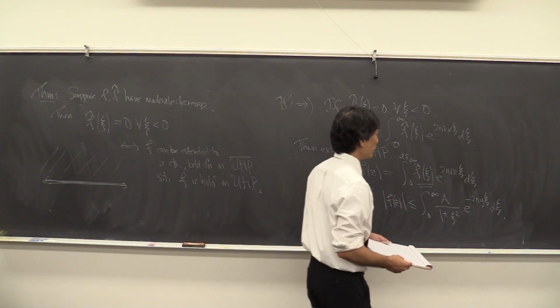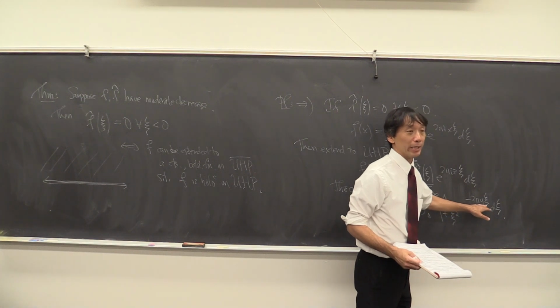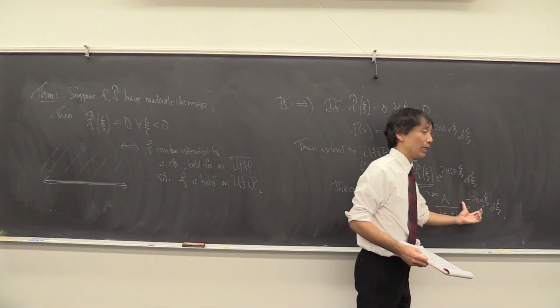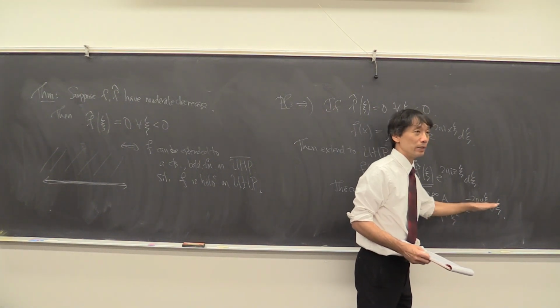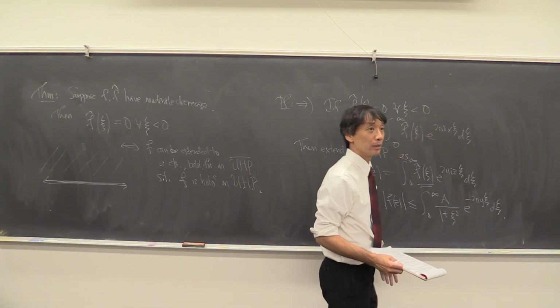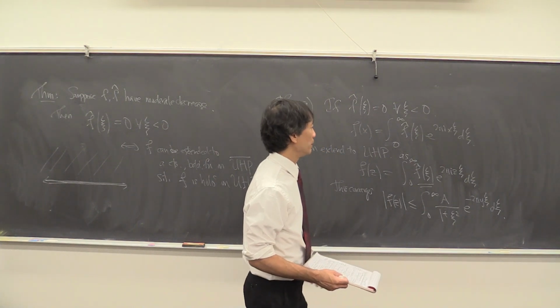Right. So we would be in trouble if y were negative, because then we would have this exponential term on it. But because y is positive, this thing decays. Yes, Noah. Is y the imaginary part of z? Yes. Okay.